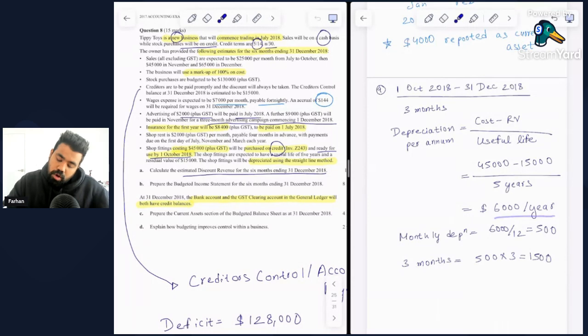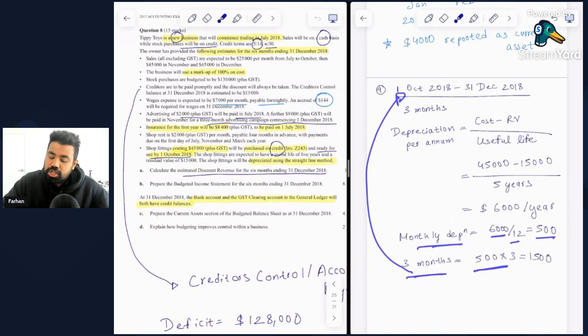So on a monthly basis, this depreciation would be simply calculated by taking the annual depreciation of $6,000 and dividing by 12, which is $500. So if we have 3 months in total for this asset which has been used in the current period, then for 3 months, the total depreciation would be $1,500.